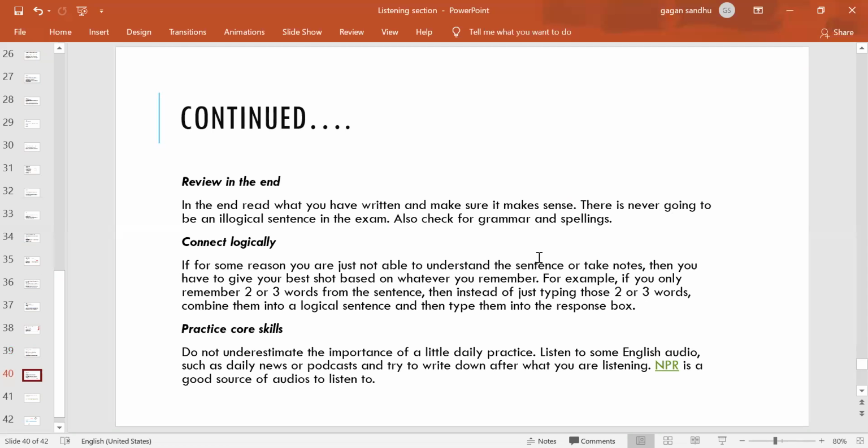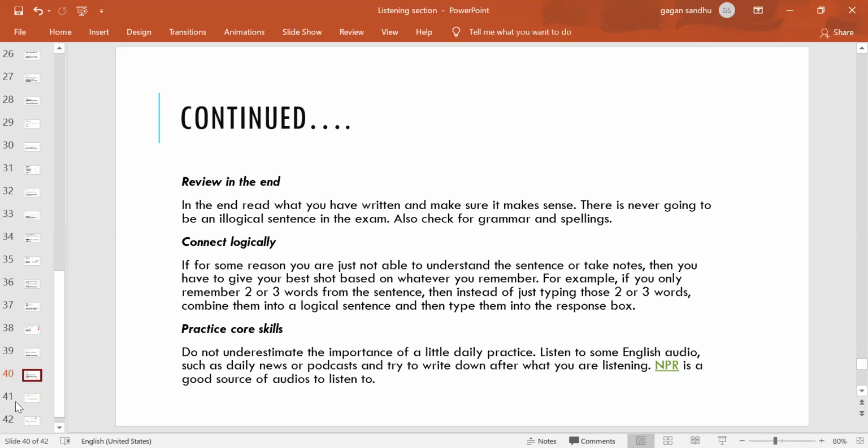For some reason, you may not be able to understand the sentence or take notes. Could be the case, you never know. Then you have to give your best shot based on whatever you remember. For example, how can you do that? If you only remember two to three words from the sentence, say I have a sentence of five, seven words, but I just remember two to three words from that, then instead of just typing those two, three words, combine them into a logical sentence and then type them into the response box, right? You never know, maybe those words are in the sentence, and just in case, you're typing them in, you're getting one mark for every word written, if it was there in the original audio, right? But yes, those two, three words you remember, do write them.